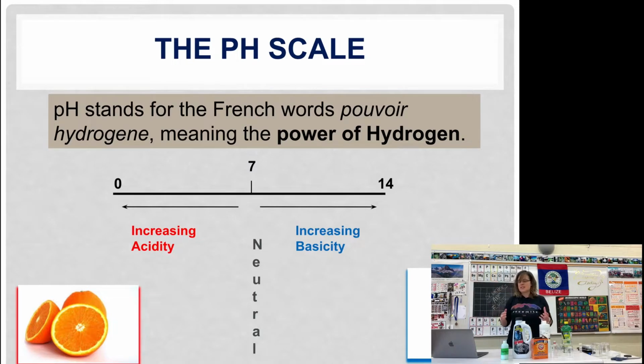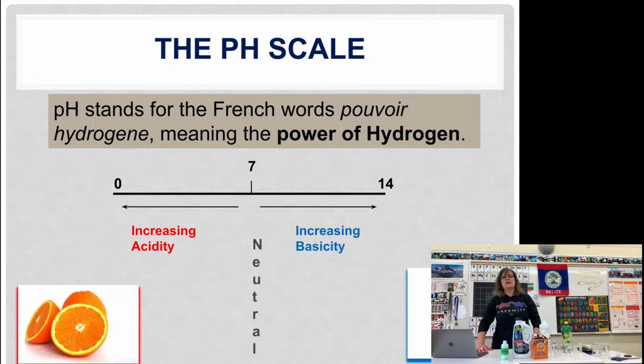The pH scale stands for the French word pouvoir. I don't even know how to say it. I actually took French to grade 12, but that's bad. Hydrogen, anyways, meaning the power of hydrogen, which we talked about.